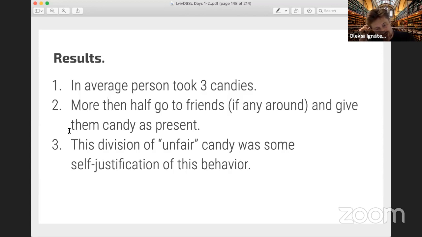And if they saw friends around, they went to the friends and gave them candy as a present. It was some self-justification of the unfair candy-getting behavior. And yeah, it was rather interesting how people behave in such a strange situation. And he also has different experiments about cheating and about how people behave irrationally.